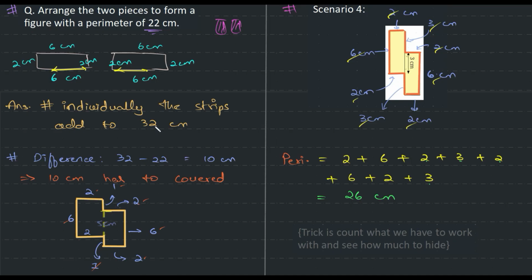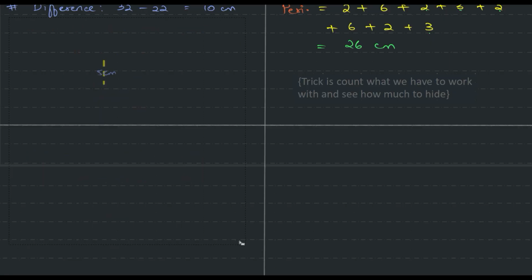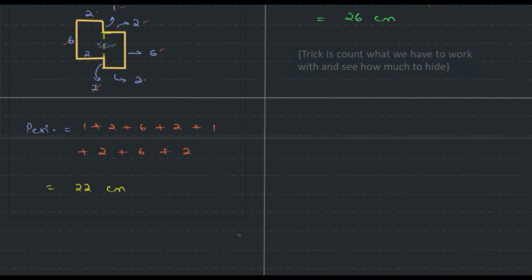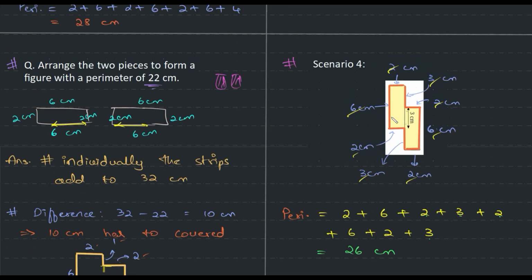Okay, so we can't place two figures if their lengths itself don't originally add up to 22 or 22 plus. In this case, it does add up. It adds to 32. The difference being 10 centimeter, I need to cover. I need to cover up 10 centimeter. How can I cover up? How can I hide 10 centimeter? By overlaying in this manner.